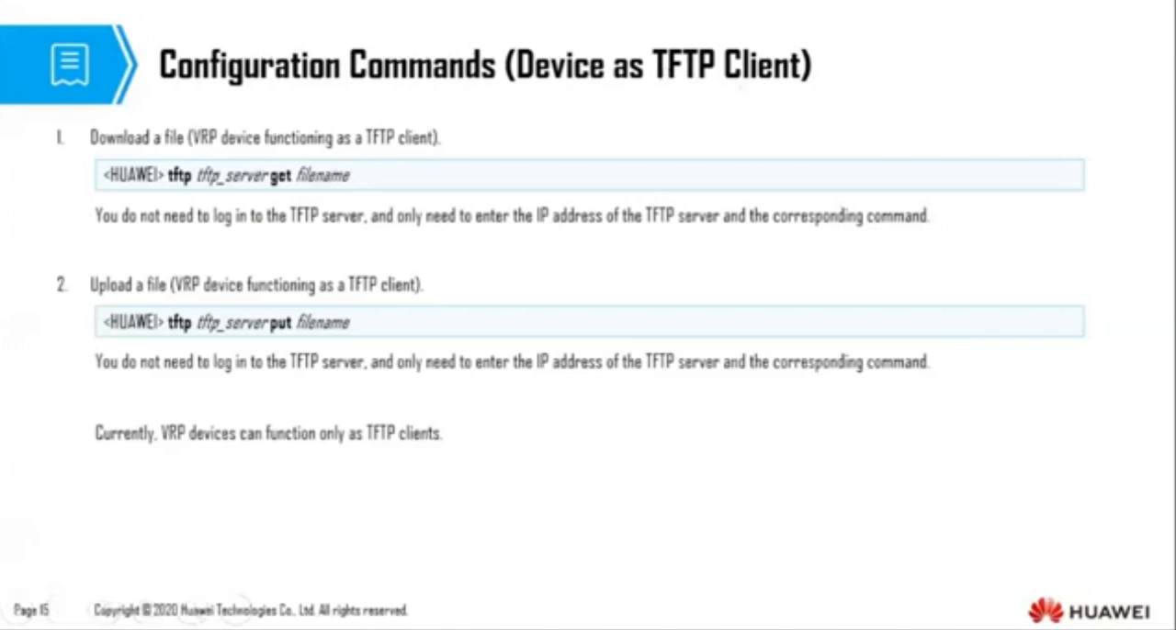Okay, so how to configure TFTP client? TFTP, then the IP address of the TFTP server, and then get, then the location and name of the file you want to download. Otherwise, if you want to upload, TFTP, IP address of the server, then the keyword put, and the location and name where you want to upload that particular file.